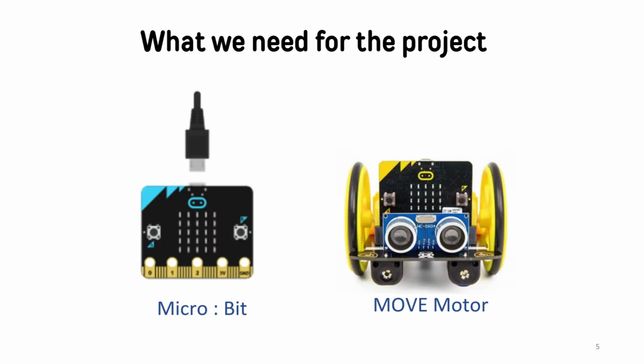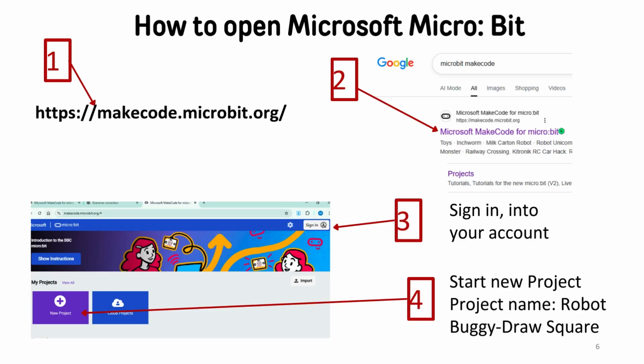We need a micro:bit and Move Motor for this project. To open the micro:bit editor, go to Microsoft MakeCode for micro:bit and sign in to your account. You can use your Google account and start a new project named Robot Buggy Draw Square.